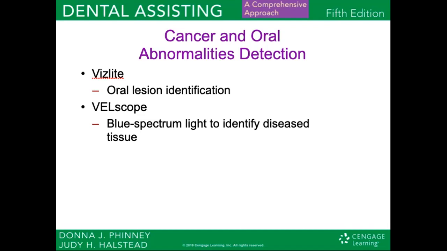With the Velscope system, they use that blue spectrum light to identify diseased tissue, much like the Visilite. It's just a different type of technology, but very similar in the way that they detect disease.